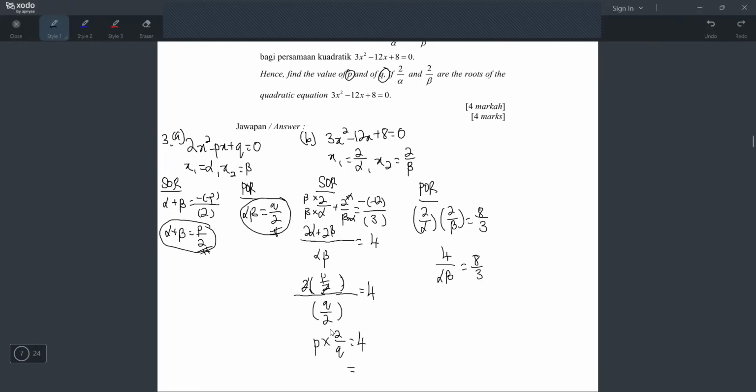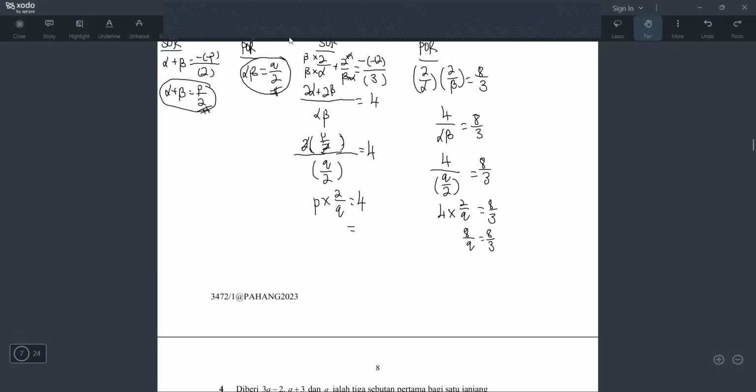Hey, wait, this one I did it correctly. We continue the product of roots first. So 4 over alpha beta equals 8 over 3. Don't forget the alpha beta, I will refer to my previous part A working. Alpha beta is Q over 2, so I will substitute inside here. And I will tell you one more time, 4 divided by Q over 2 means 4 times 2 over Q. Divide can change to times, but you have to flip it upside down. So now you will get 8 over Q equals 8 over 3, correct?